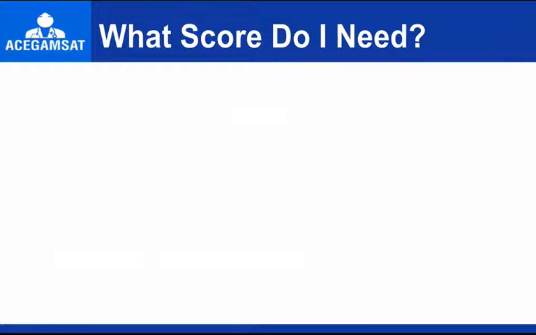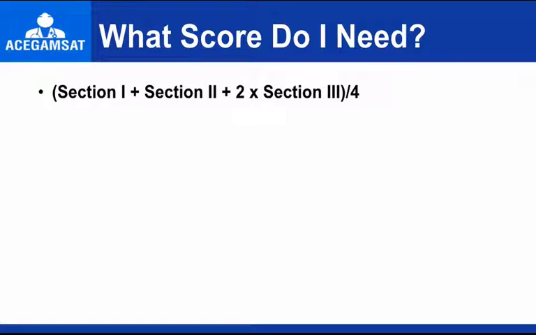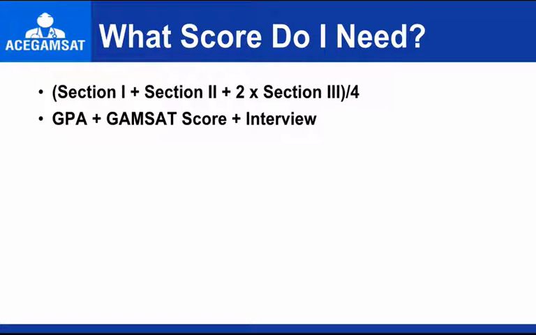So, what score do I need? Well, the GAMSAT score is calculated by adding the Section 1 score to the Section 2 score, and then adding them to 2 times the Section 3 score. So these are all combined and divided by 4 to give you your final GAMSAT score. And universities look at your GPA, your GAMSAT score, and your interview score when deciding to offer you a place for entry into their medical or dental programs.